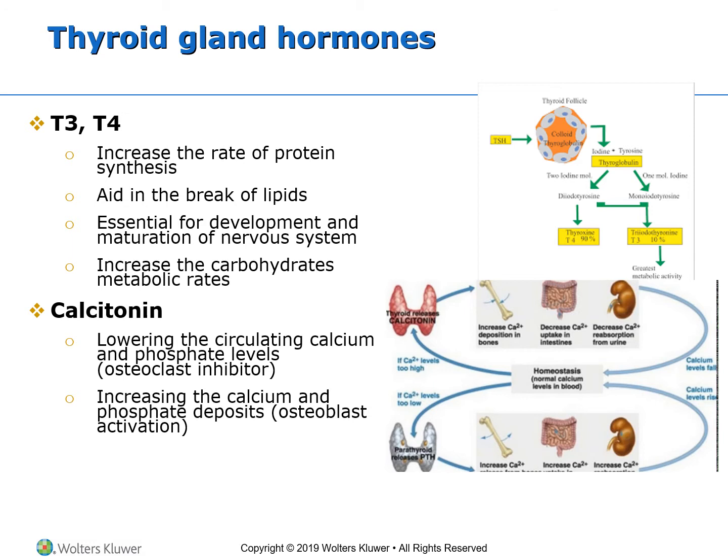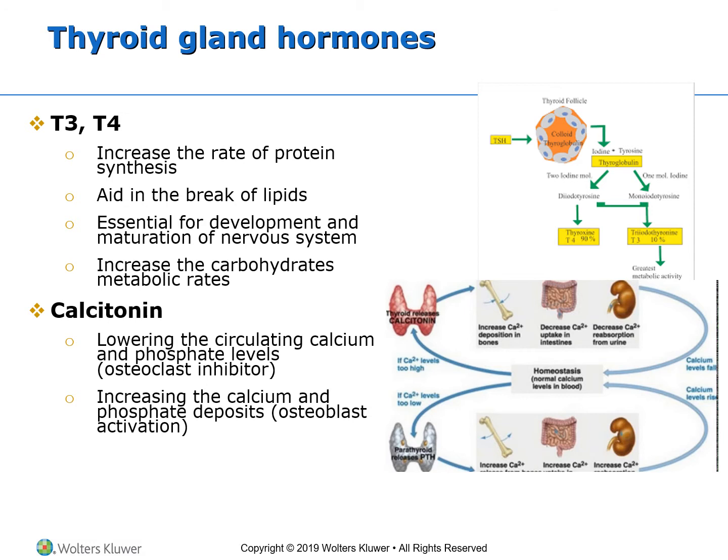So in other words, if you remember the function of the osteoclasts that are removing and pulling out calcium and phosphorus from the bones, calcitonin will inhibit their activity. On the other hand, calcitonin will increase the deposits of calcium and phosphates. Calcitonin will activate the osteoblasts, which promote the deposits of calcium.